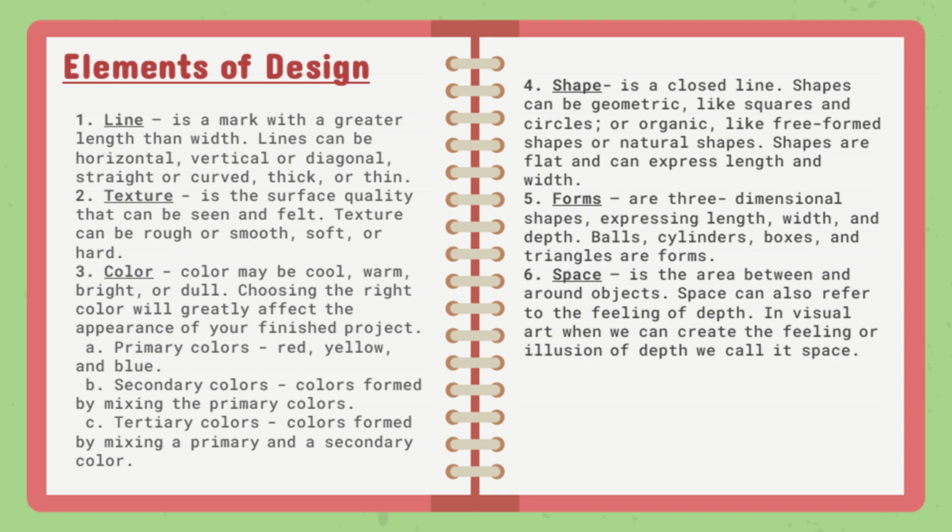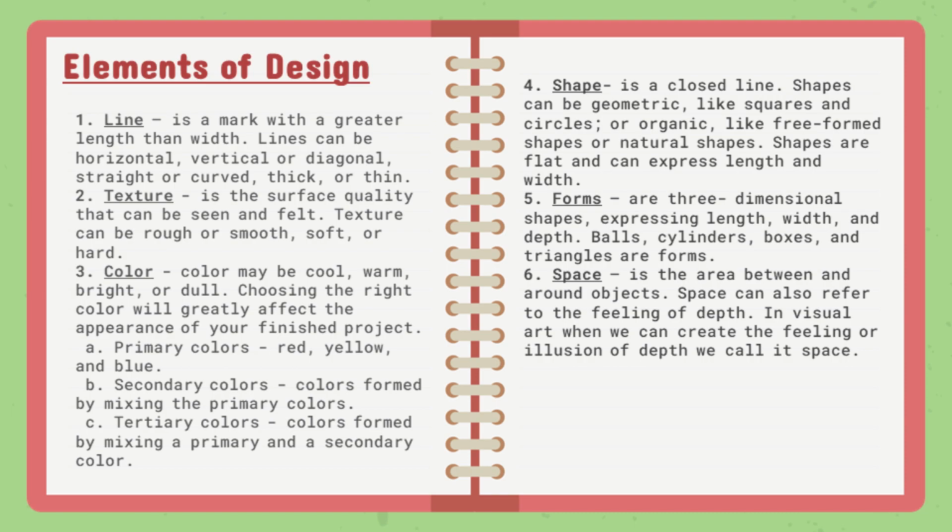Number 3. Color. Color may be cool, warm, bright, or dull. Choosing the right color will greatly affect the appearance of your finished product. A. Primary colors: red, yellow, and blue. B. Secondary colors: colors formed by mixing the primary colors. And C. Tertiary colors, colors formed by mixing a primary and a secondary color.